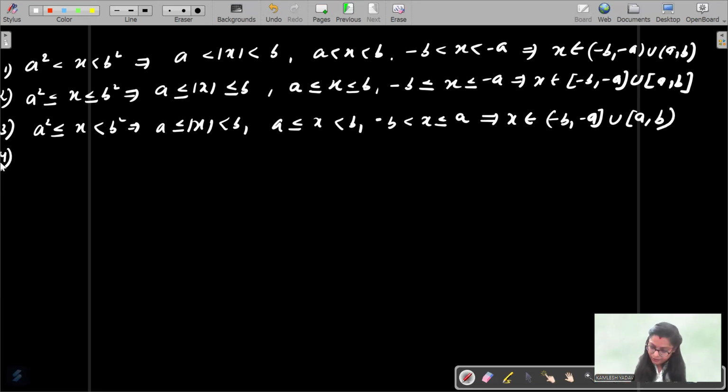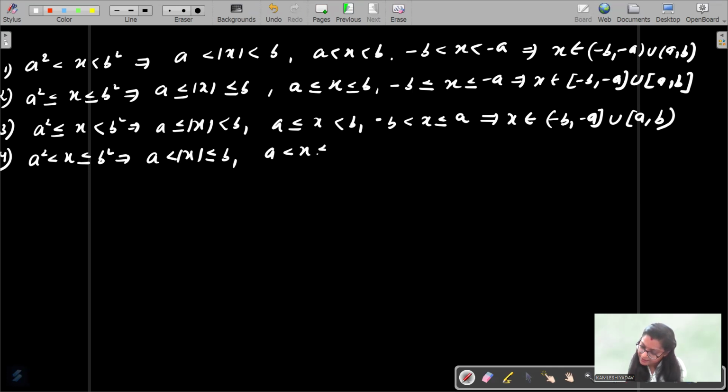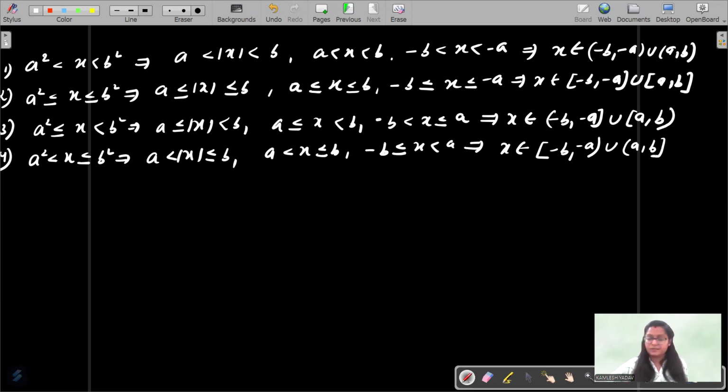Okay. Then the next one is the fourth case, when a < |x| ≤ b. Then a < x ≤ b and -b ≤ x < -a. So this implies x belongs to the closed interval [-b, -a) union (a, b].